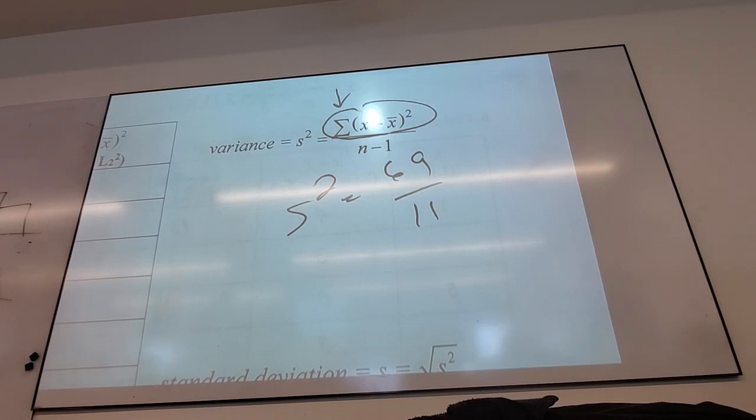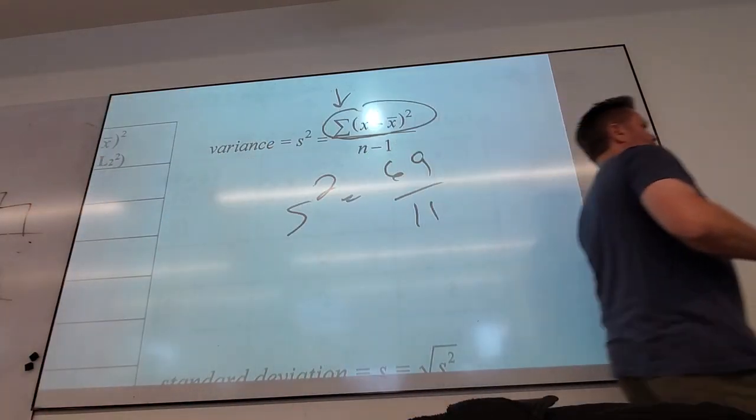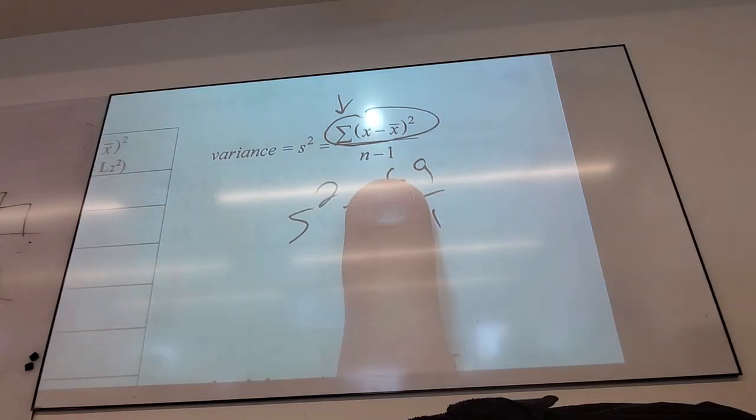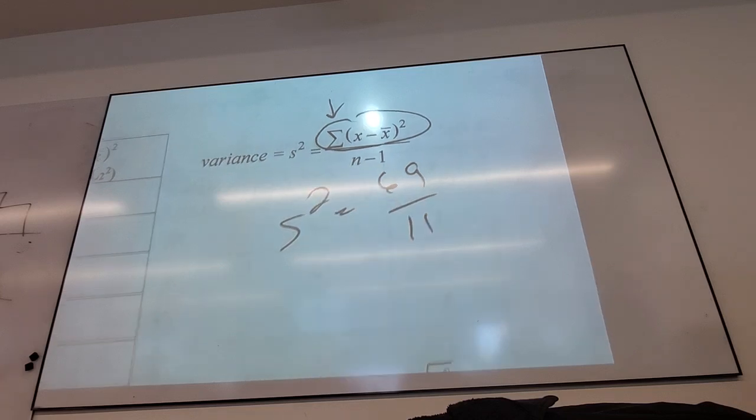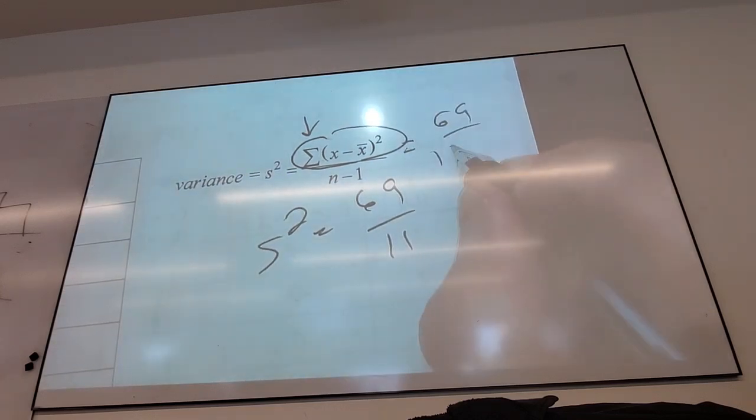So why was this 11 again? How many data points are there? 12. So what is n? The number of data points, and here it's 12. And what's on the bottom of the formula? N minus 1. And n is 12, so it's 12 minus 1, which is 11. But why minus 1 though?